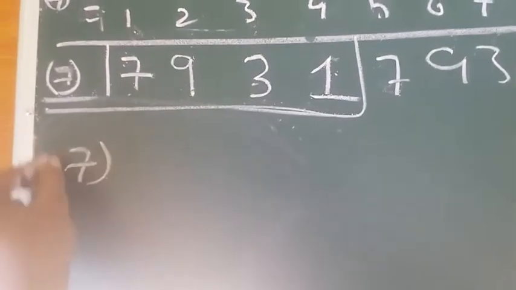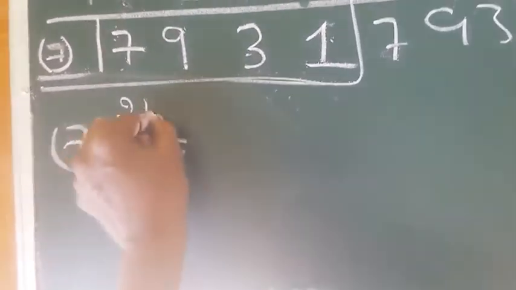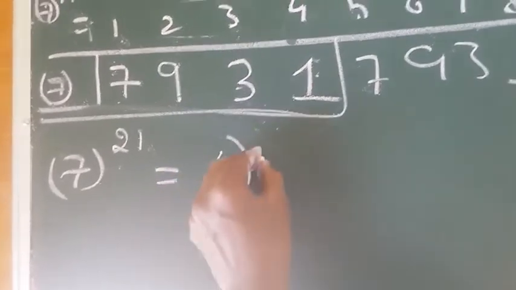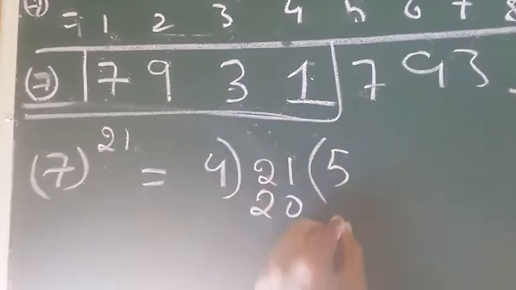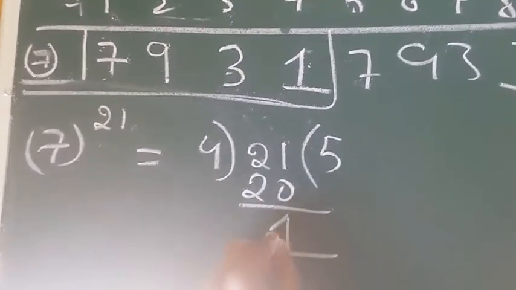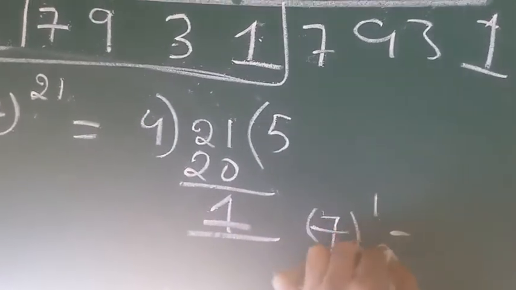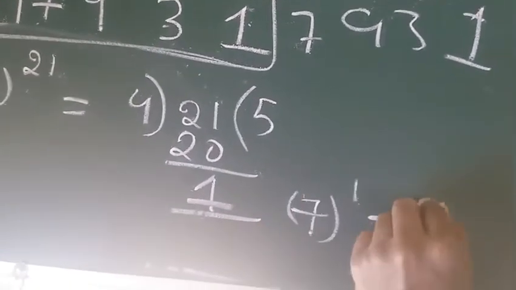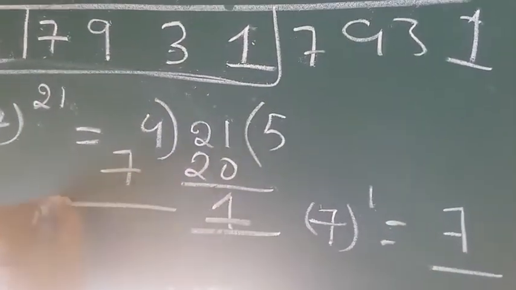Let us discuss a few examples. The first example is 7 power 21. Here the power is 21, so divide 21 by 4. 4 fives are 20. Hence we get the remainder 1. When you get the remainder 1, consider 7 power 1. 7 power 1's units place is 7. Hence 7 power 21's units place is also 7.